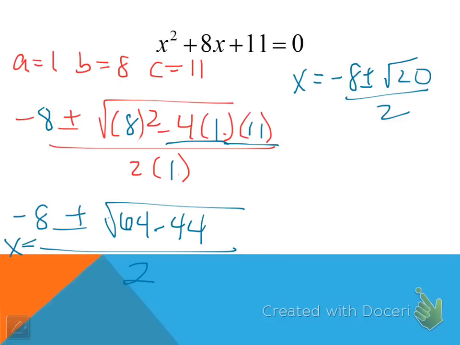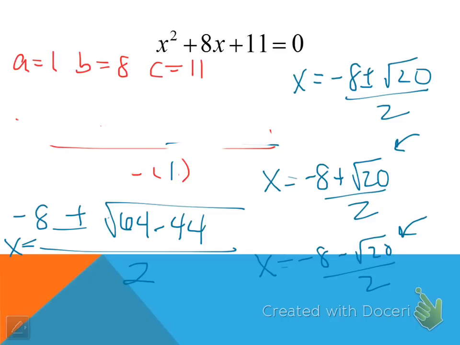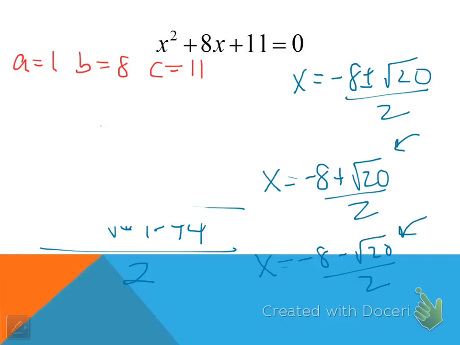Okay, we're going to split this up. So we have x equals negative 8 plus the square root of 20 over 2, and x equals negative 8 minus the square root of 20 over 2. Okay, so in this situation on the ECA, they could ask you to simplify the square root of 20. I'm going to show you that so that you know how to do it, but it could give you multiple different answers here on the ECA. You just have to understand how to get each one.